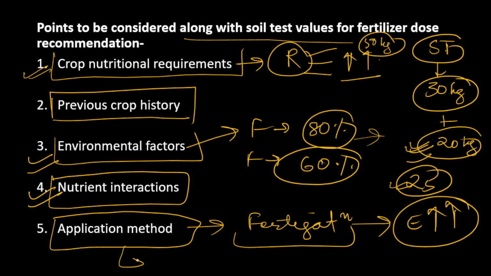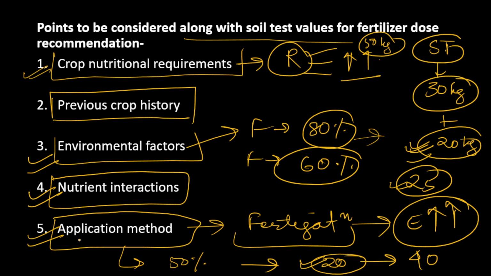But when we are using other, normal methods, and we know that the efficiency is low, only 50%, then when 20 kg is required, we will have to give 40 kg of fertilizer, so that 20 kg can be taken up and the requirement is maintained. So efficiency is also important. To know the efficiency, various application methods can be checked, because it depends on them.